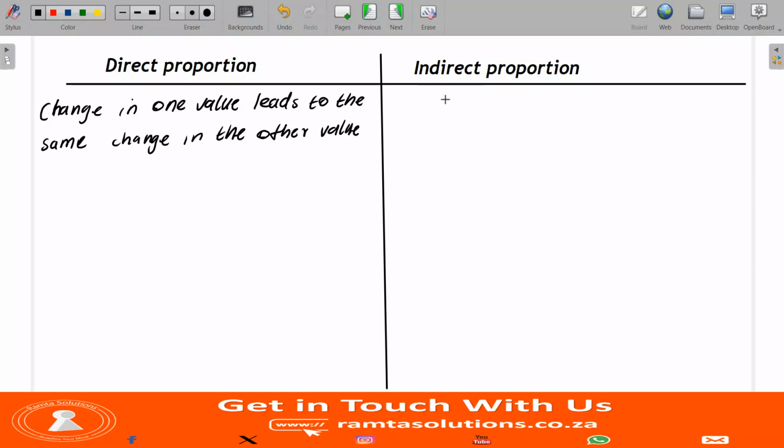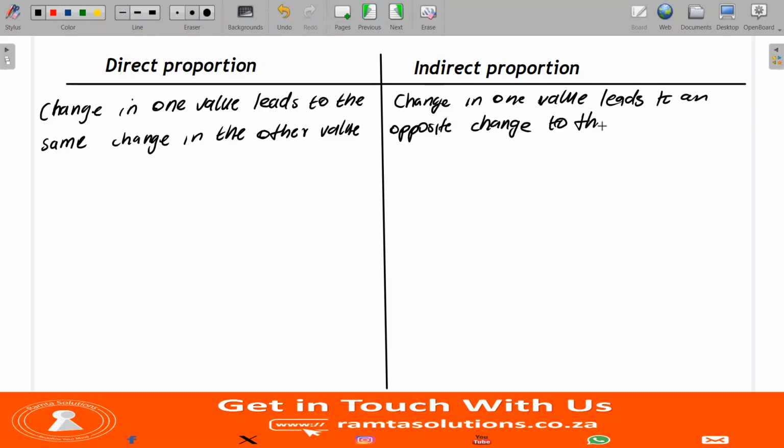With indirect proportionality, what we are saying is that a change in one value will lead to an opposite change in the other value.